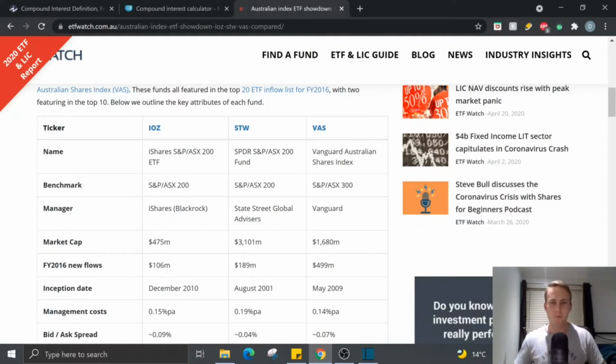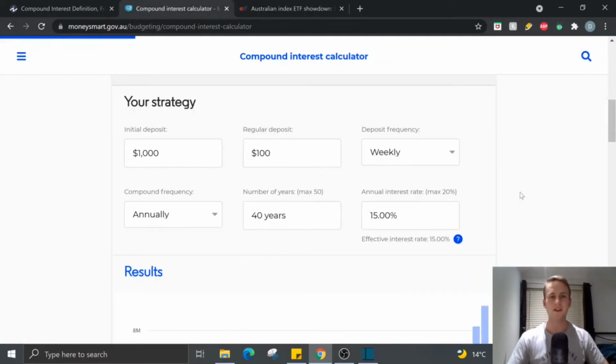Within this ETF, you're going to be buying into a lot of Australian banks and Australian mining companies, and these are going to pay dividends. You've got to make sure you reinvest that dividend over time to achieve this 8% average growth. Now let's have a look at a different scenario.